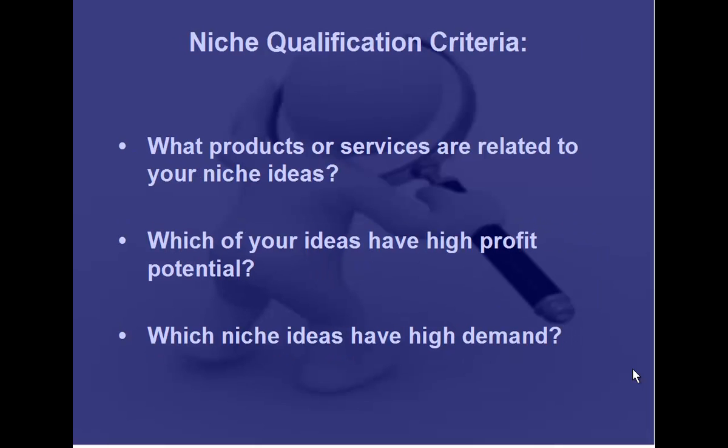For example, within the niches that you've selected for yourself, what products or services are related to your niche ideas? You know, which of your ideas have high profit potential and which niche ideas have high demand? You'll learn how to discover the answers to those questions next week. And basically what you're trying to look for is, is there a demand for the products within your niche ideas, and of the ones you determine to have high demand, which of them present the most profit potential? The ones that do are the ones you probably should focus on.